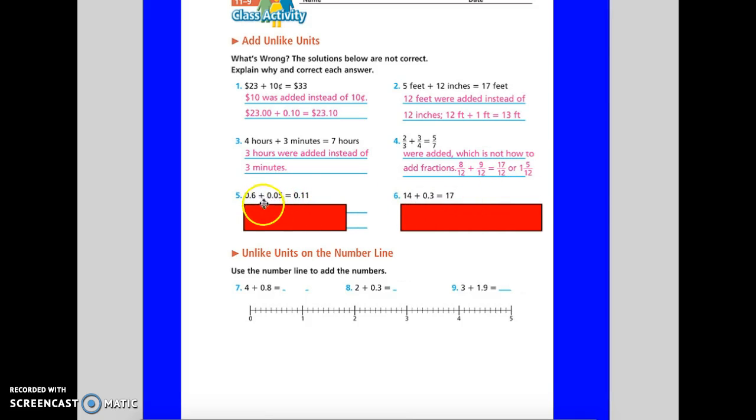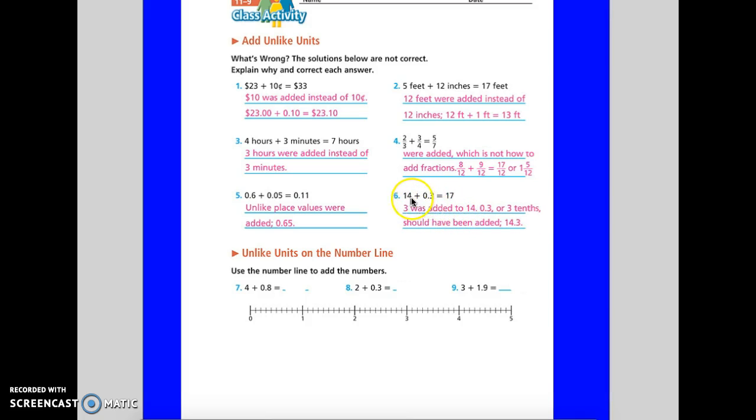And this one, here's our decimals, and they have 6 tenths plus 5 hundredths equals 11 tenths, or sorry, 11 hundredths. This doesn't work either because the place values weren't added correctly. We're going to talk a lot about this one today and how to do that. And lastly, we have 14 plus 3 tenths equals 17. Well, they just pretended that this tenths was threes and added them on. But if we were really going to add that, we'd end up with 14 and 3 tenths.